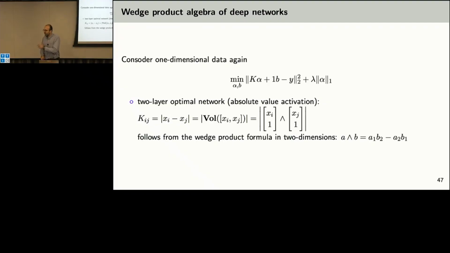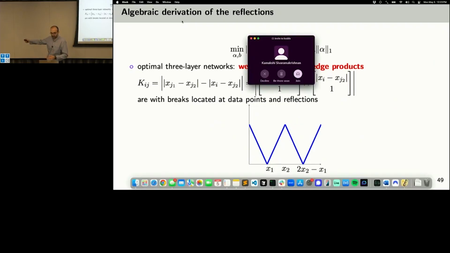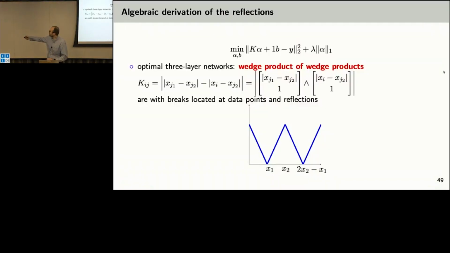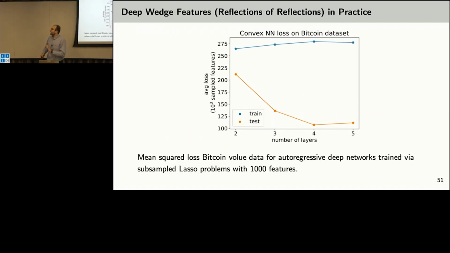And reflections actually come from the wedge product algebra. So this wedge product will give you, with the absolute value activation, features like this with breakpoints at data points. If you calculate wedge products of wedge products, this is actually giving you these reflections. And if you go deeper, you will get wedge products of wedge products of wedge products, which is iterated with additional breakpoints. And numerically, adding these wedge products of wedge products actually does decrease the test error. This is a simple autoregressive model trained on some Bitcoin trading data. So interestingly, adding reflections of reflections as features will give you a better fit.